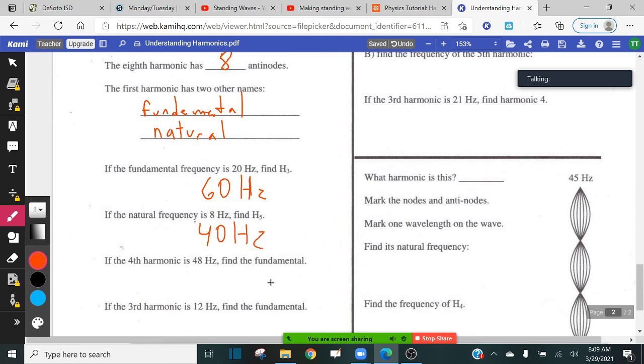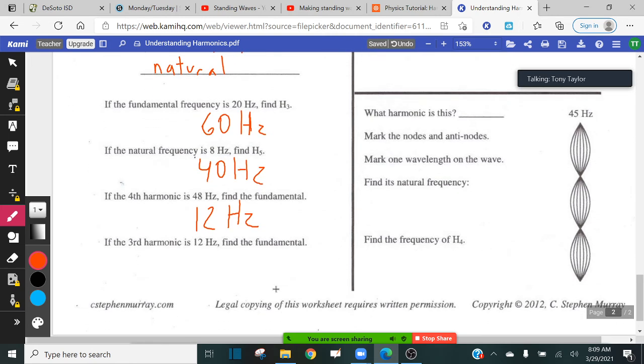If the 4th harmonic is 48 hertz, find the fundamental frequency. Well, we're not multiplying here. We're actually dividing because we're going backwards. Notice here, they gave us the 4th harmonic and they want us to find the first harmonic, or the fundamental harmonic. So in this case, we would do 48 divided by 4. So 48 divided by 4 will be 12 hertz.